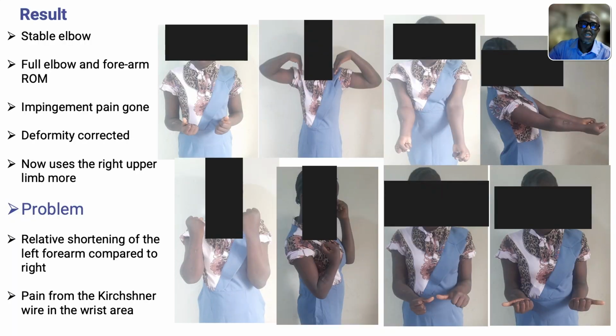So the result was a good and stable elbow, with full elbow and forearm range of movements. The impingement pain was gone. Deformity was corrected. She now uses the right upper limb much more. But the problem is that there was still relative shortening of the right forearm compared to the left, which she didn't really bother about. And then she complained intermittently of pain from the Kirschner wire in the wrist area. But this will be taken care of when we remove the wire. Next slide.